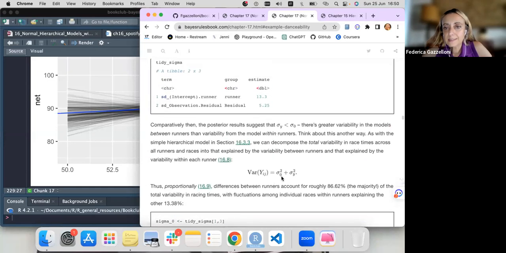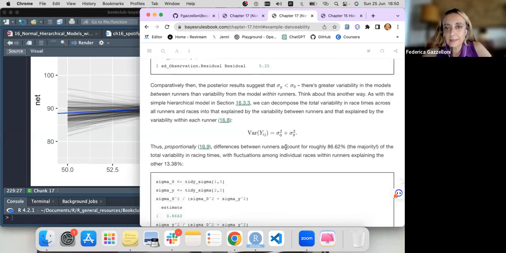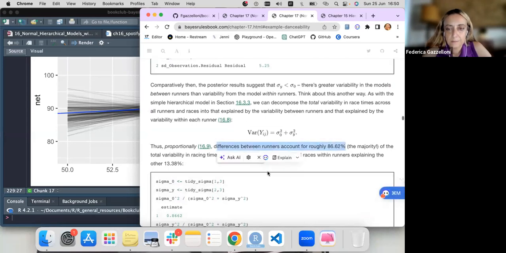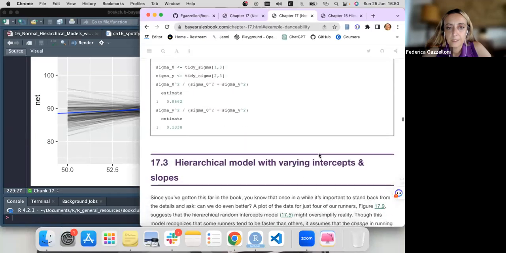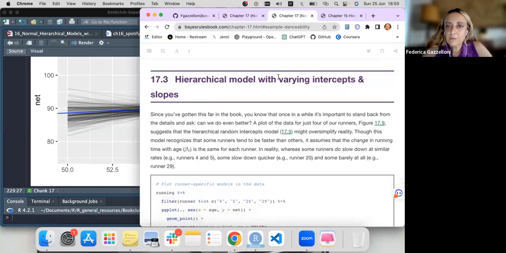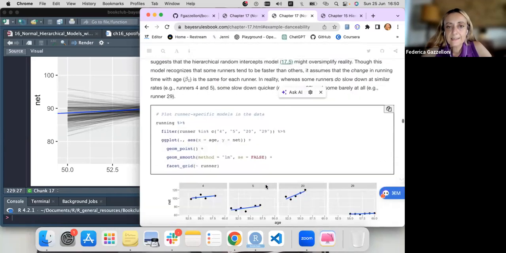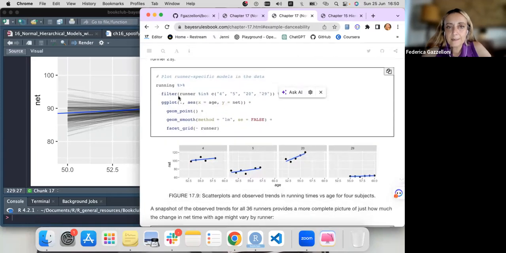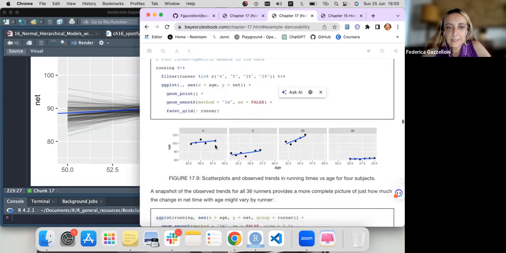And so you can consider that the variation within runners is quite important. This is the bit of the varying intercept that we use in the Spotify example. Here, for example, they look at some selected runners, 4, 5, and 20, with ID 29, and we can see that they have different running times.